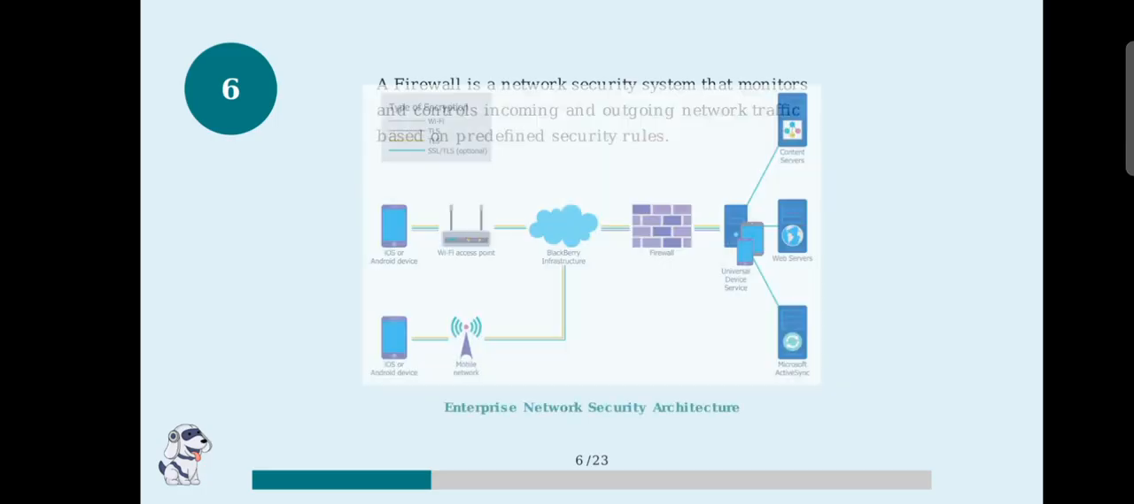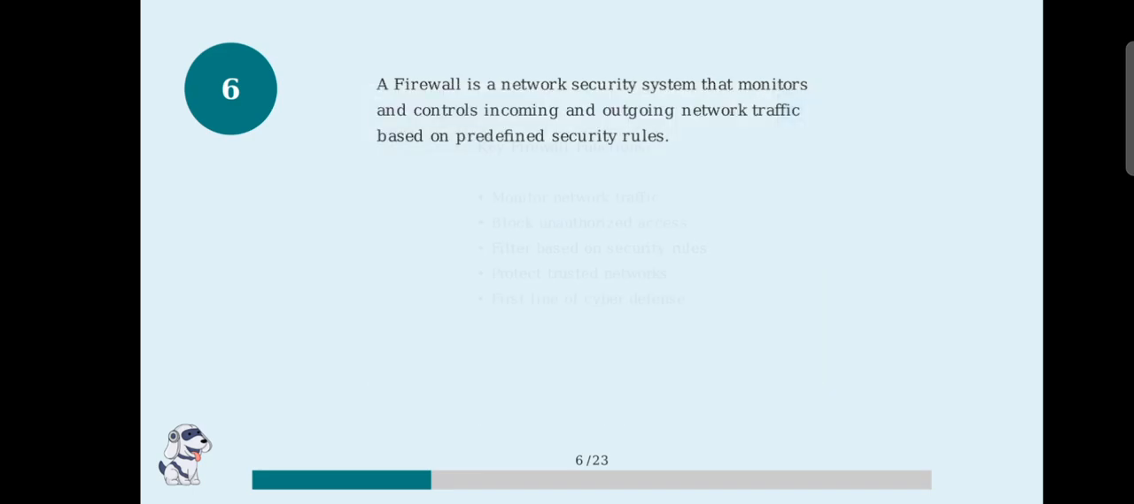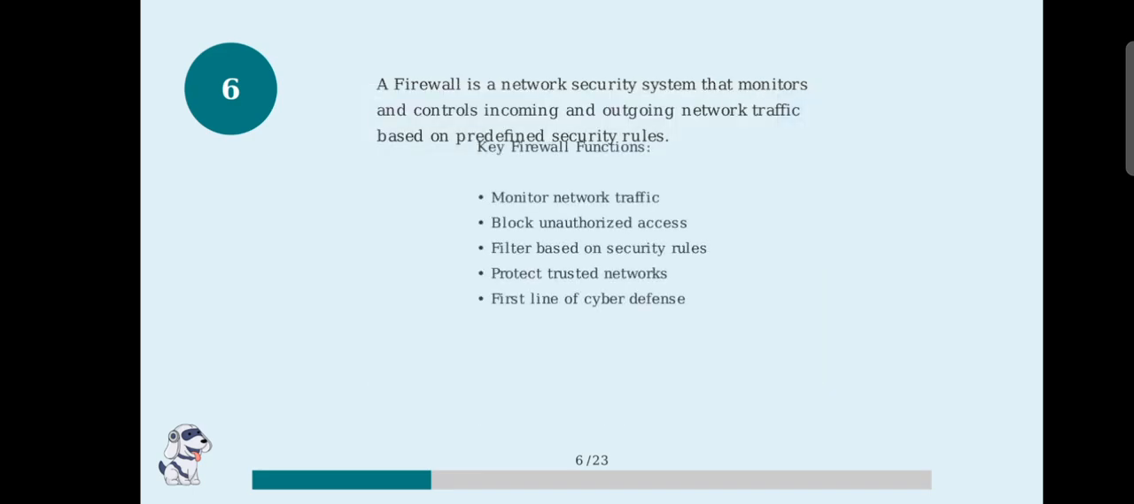In enterprise environments, firewalls often work with other security systems to create multiple layers of protection, including encryption and access controls, as shown in complex network architectures. Firewalls are essential components of cybersecurity, serving as the first line of defense against unauthorized access and malicious traffic. They help organizations and individuals maintain secure network environments.